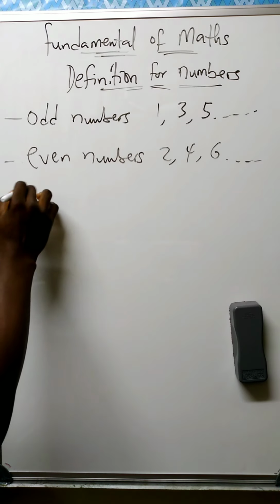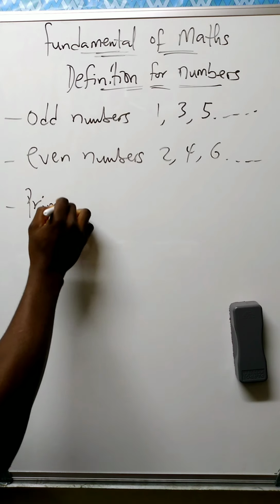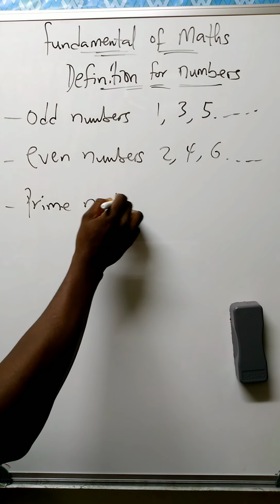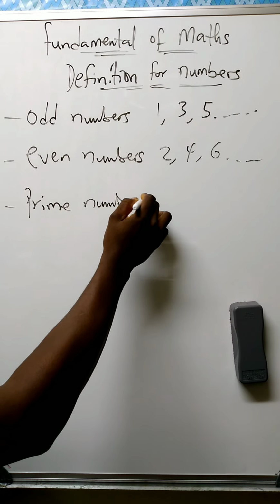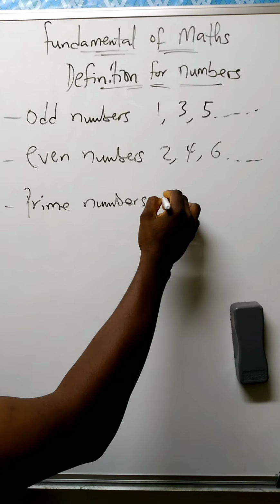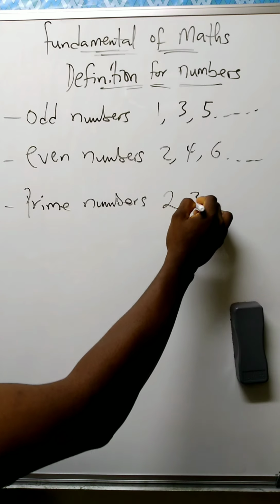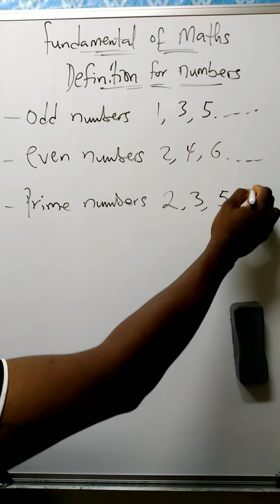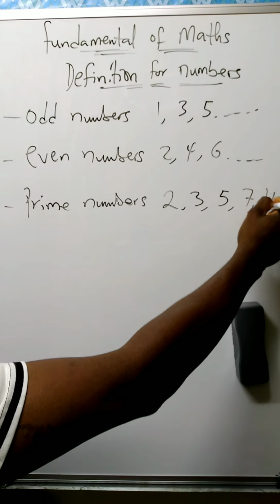We also have what we call the prime numbers. Prime numbers, you still remember that? Yes. Prime numbers are numbers that are divisible by themselves and 1 only. They only have 2 factors. And remember, 1 is not a prime number. So when we talk about prime numbers, we start with 2, 3, 5, 7, 11, and so on and so forth.